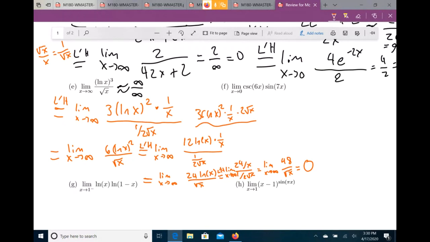All right, so you have to use L'Hopital's rule several times, basically. But don't get too discouraged if you end up getting infinity over infinity and stuff like that again.